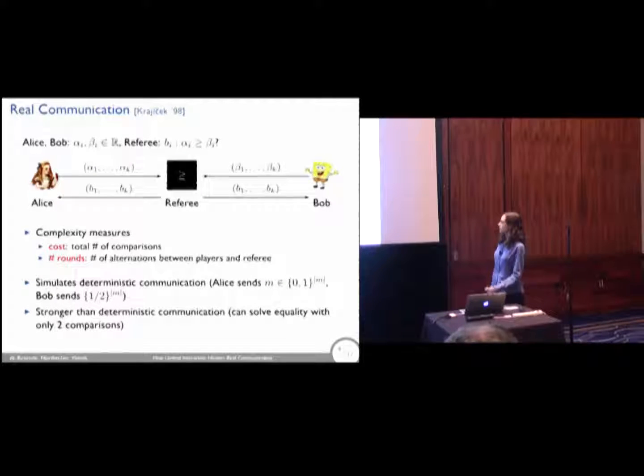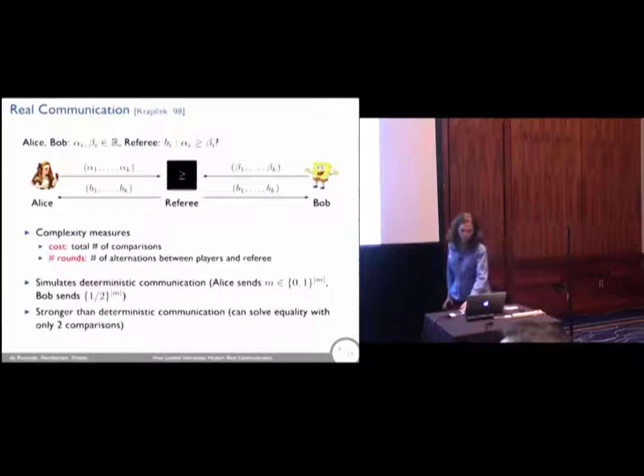Okay, so actually real communication can simulate deterministic communication. So if Alice wants to send a message to Bob, then she can send that message, and Bob will just send a vector of halves. And it's also strictly stronger than deterministic communication because they can solve equality with only 2 comparisons.